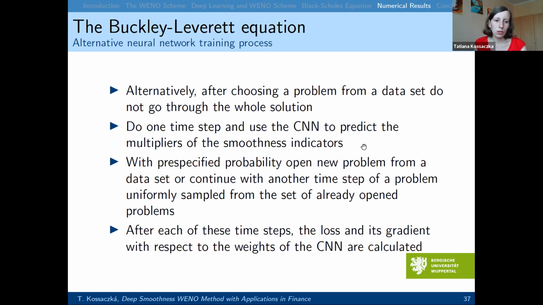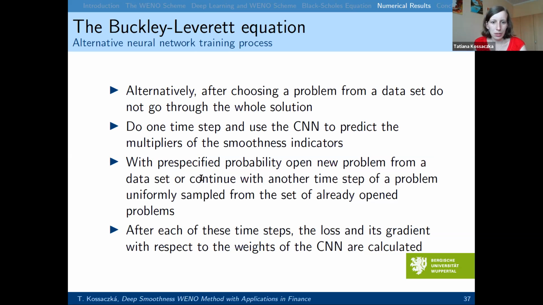Yes, and this was one training procedure. Then we also tried another training procedure, and this was part of our second paper, where we generalized the methods for nonlinear degenerate parabolic equations. Here, after choosing a problem from the dataset, we did not go through the whole solution, but we just did one time step and then used the CNN to predict the multipliers of the smoothness indicators.